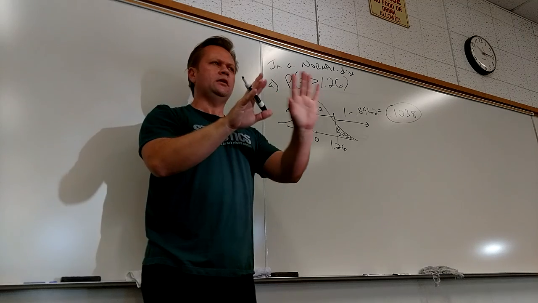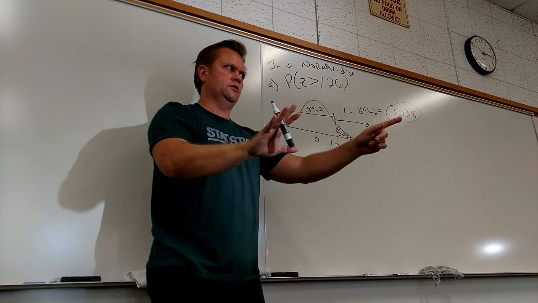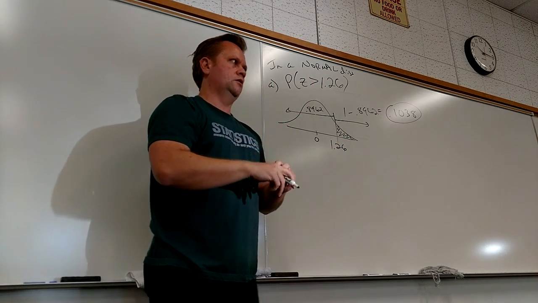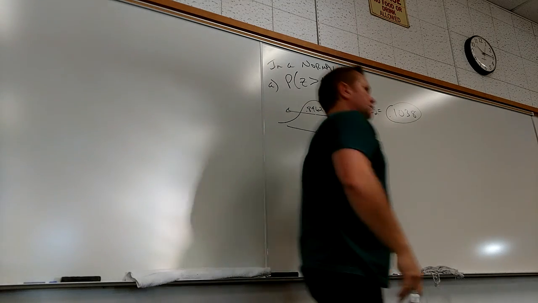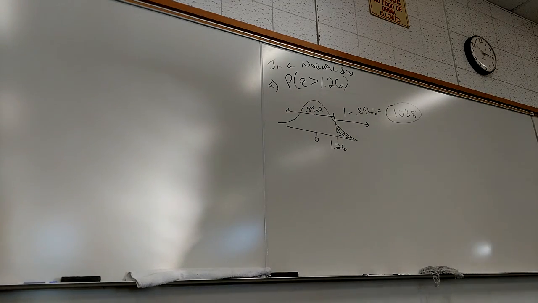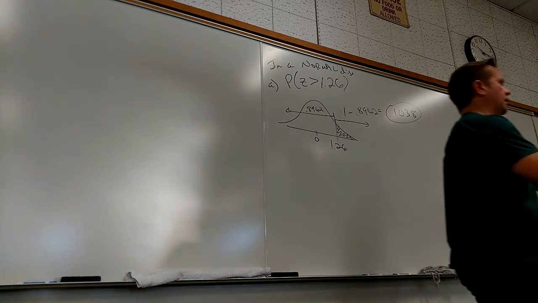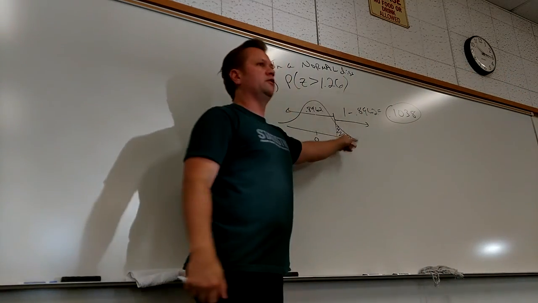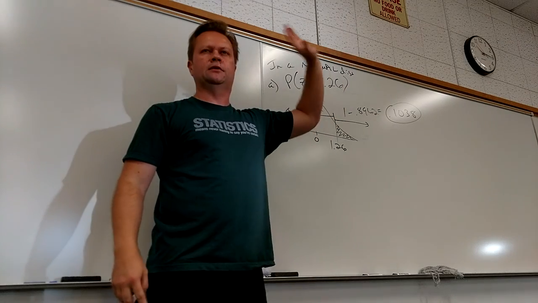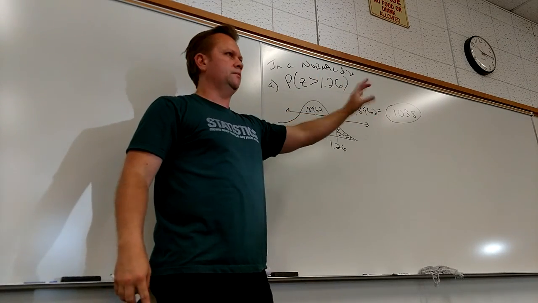Now, somebody, let me stop right here. Yes? Looking at 1.26. So that's the area below. That's the only thing the chart knows, the area below the z-score I'm looking at. So if my question involves something other than that, I better adjust that number.